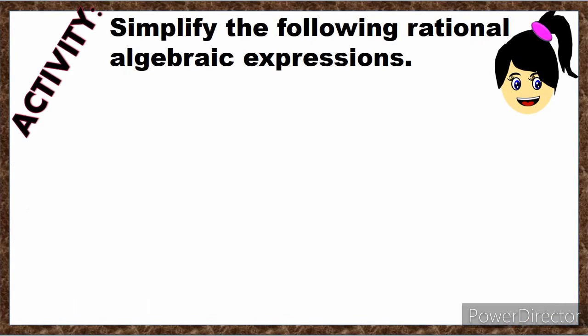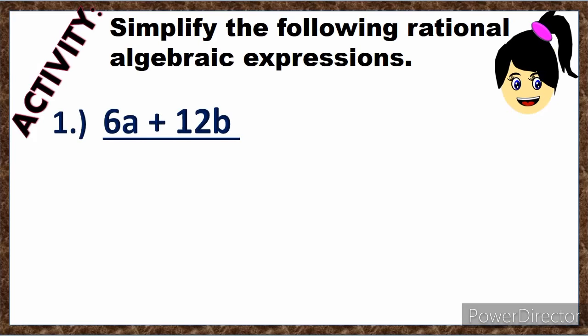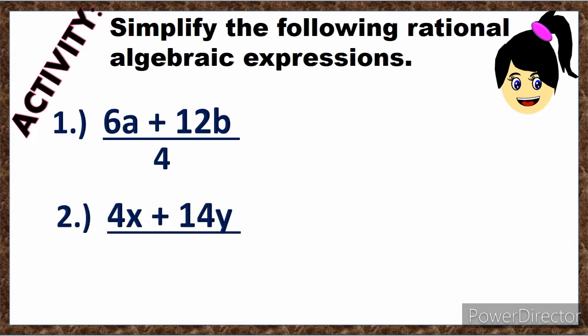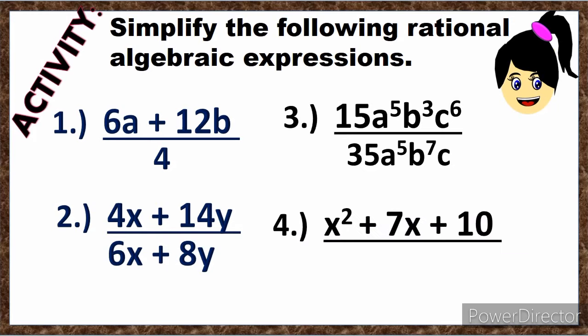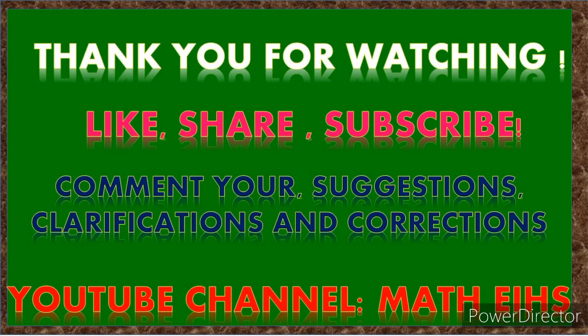So that is how to simplify rational algebraic expressions. Now I think you're ready for the activity. We're going to simplify the following rational algebraic expressions. Number 1, 6a plus 12b over 4. Number 2, 4x plus 14y all over 6x plus 8y. Number 3, 15a raised to 5, b cubed, c raised to 6, all over 35a raised to 5, b raised to 7, c. Number 4, x squared plus 7x plus 10 all over x squared plus 2x minus 15.